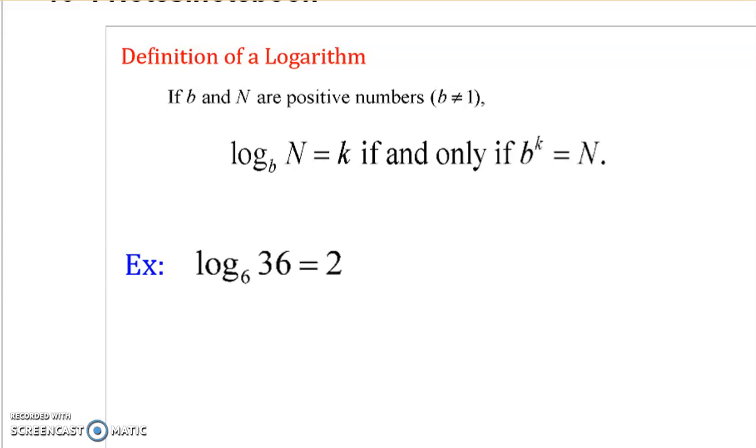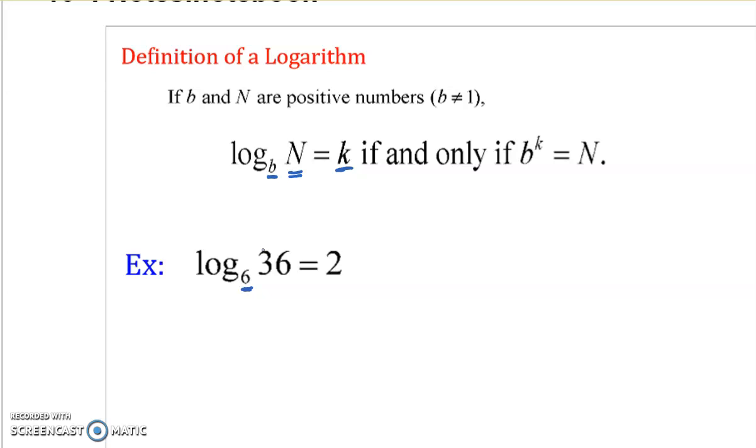What does a log mean? It means if you have log base b of any number equals k, then the base to the power of that equals this number. So, of course, that sounds super confusing, but we're going to talk about it in a second. In the computer world, every logarithm is in base 2, whereas this one's in base 6.